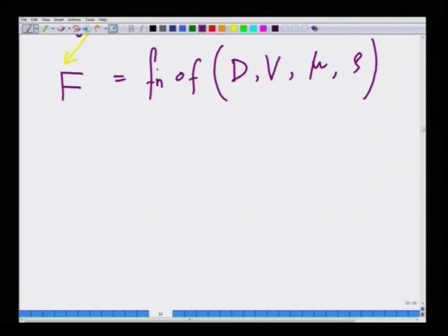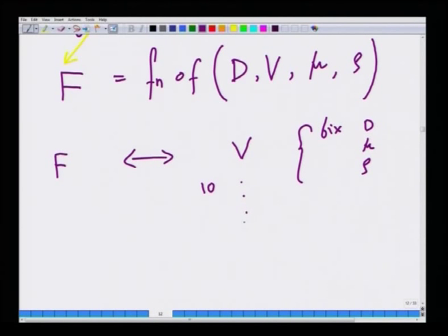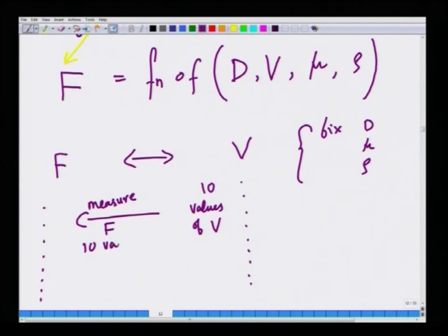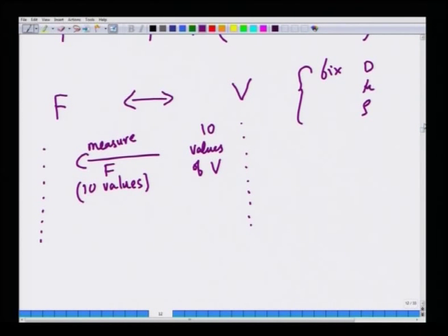First, in order to find how F is affected by V, you fix d, mu, rho, and let us say we have 10 different values of velocity V, and we measure 10 different values of F correspondingly. Then all we would have is that for a given diameter, viscosity and density, how the force varies with the velocity.